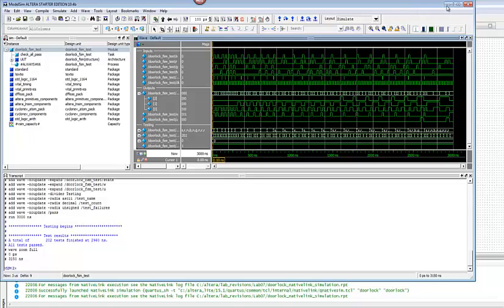All right, so that should do it for this particular problem.